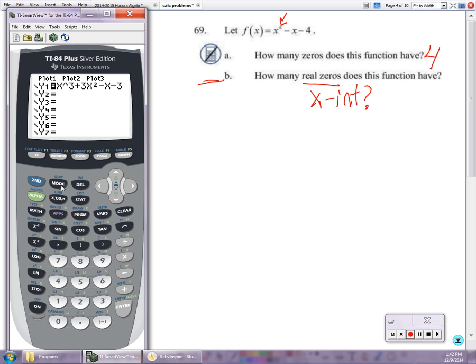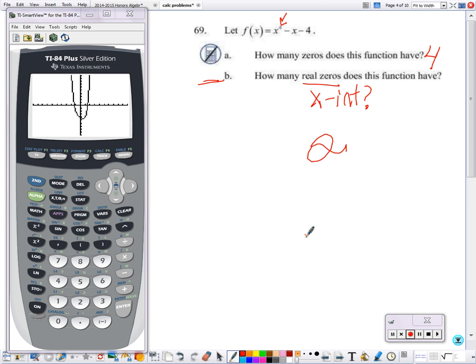So I'm going to graph it. Clear that one out. And when we look at this graph, we can see 2 x-intercepts. So the function has 2 real zeros.